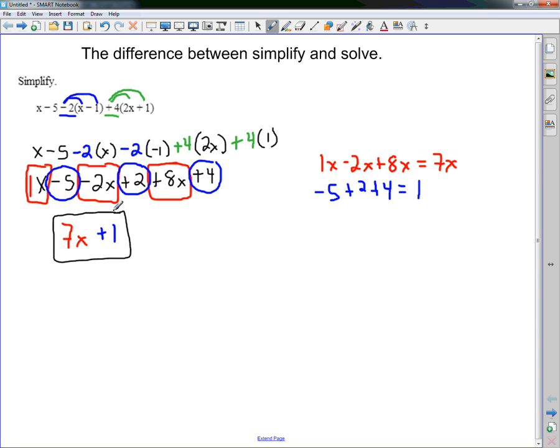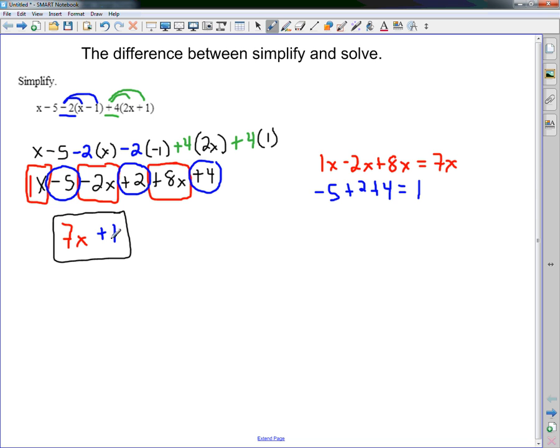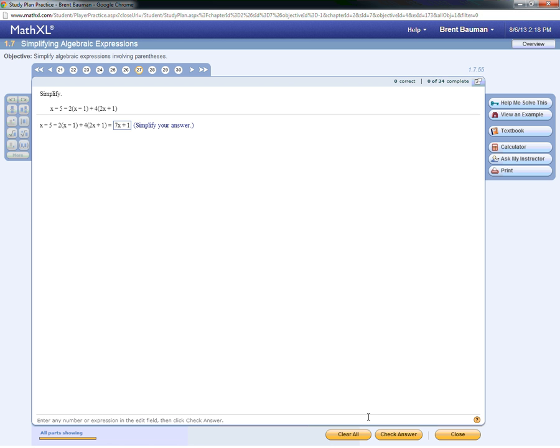So let's go back to Math Excel and plug in our answer. So we have 7x plus 1. I'm just going to verify real quick. 7x plus 1. And we check the answer. Fantastic. So when we're simplifying, we're combining like terms. We're not actually solving for x. We're not going to get x equals 3 or anything like that. So that's simplifying.